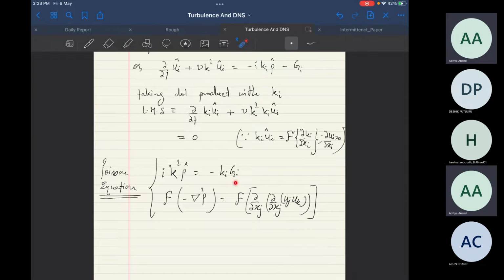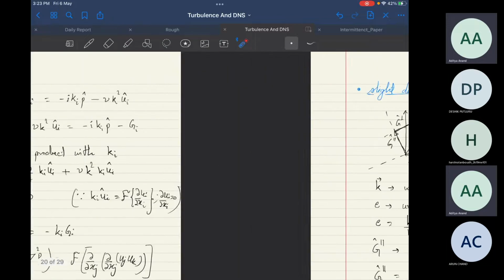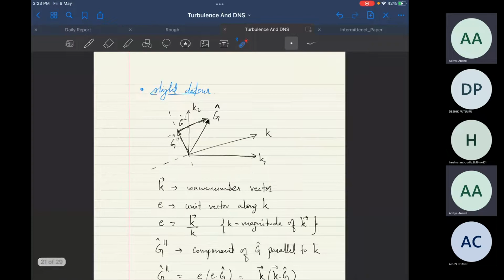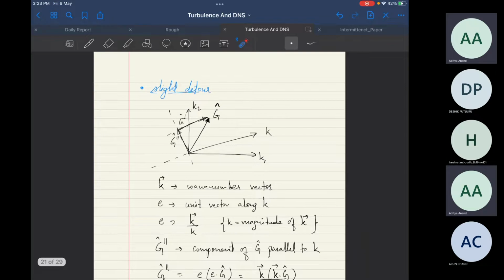Now we can solve this equation to get an expression for pressure. Okay, so before we do that, we'll take a slight detour and look at something. So this g we'll use for the Fourier transform of the convective term, but for now you can think of this as some mathematical vector, a general vector, not just that specific term that we had used.